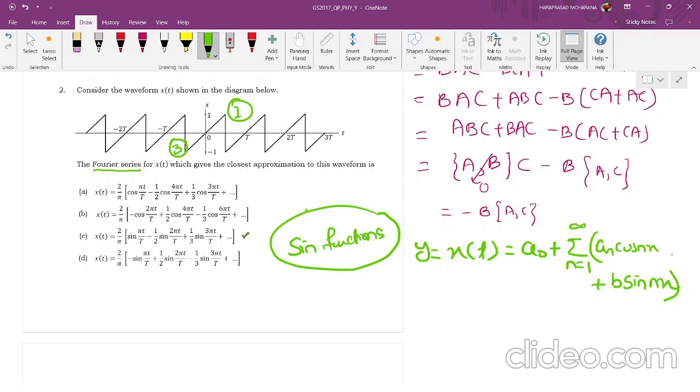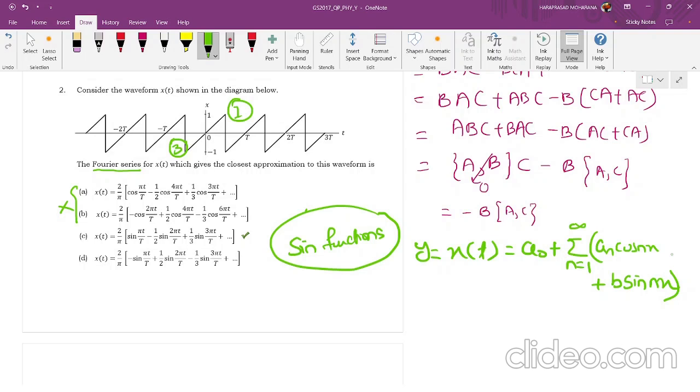So from these options, A and B are not the answer, because they have the cos terms. Now the question is between C and D. The debate is between C and D. What will be our answer? If you look, the difference is the negative sign.